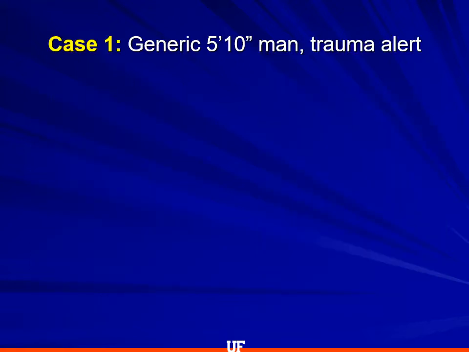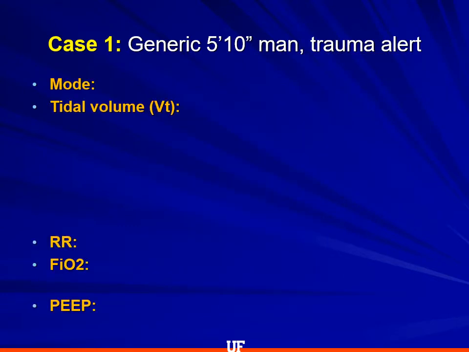2 quick cases to show you that you really do know your stuff. So case 1, you've got a 5'10" man. He was intubated as part of a trauma alert. He wasn't intubated because of COPD or asthma, so he's in the lung injury prevention group strategy. How do we set our ventilator?